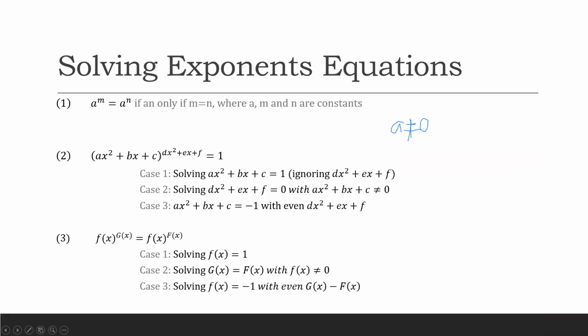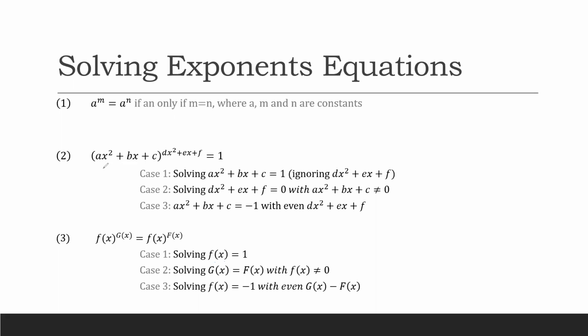So, in order to solve exponential equations involving exponents, some helpful knowledge is that if you have a to the m is equal to a to the n, this is true if and only if n is equal to m, and all the variables here are constants. So here you have two pretty scary looking equations. They're both quadratics equal to 1. But the trick here is you only really need to worry about one of them at a time.